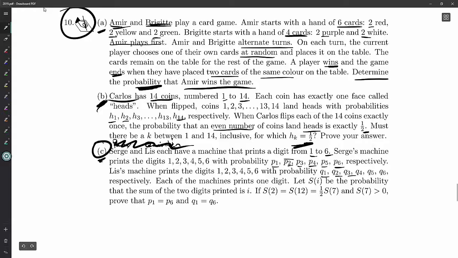Anyway, so Serge's machine, the probability P1, P2 for the various outcomes. Liz's machine, the probabilities are Q1, Q2, and so on. Okay. Each machine goes ahead and prints one of the digits, and we're going to let SI be the probability that the sum of 2 digits printed is I. And we're told S2 is the same as S12, is the same as half of S7, and we know S7 is positive. So we want to prove that P1, the probability of Serge's machine printing a 1, is the same as the probability of it printing a 6, and Liz's machine has the same thing. Probability of printing a 1 is the same as probability of printing a 6.